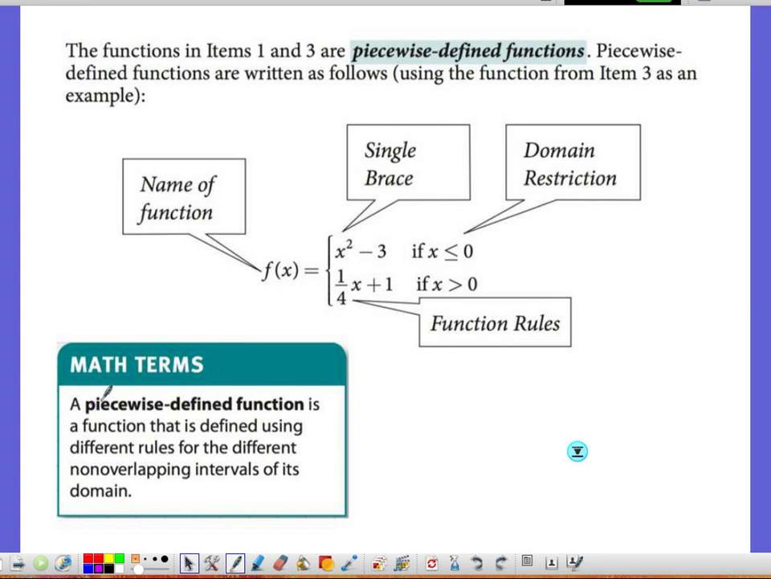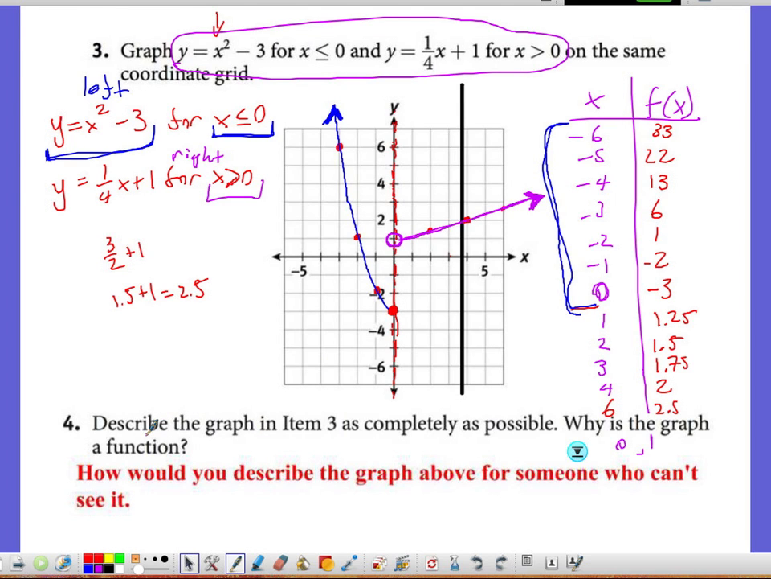So let's read this box. A piecewise defined function is a function that is defined using different rules for the different non-overlapping intervals of its domain. So there's the key word right here, non-overlapping intervals. Can you see how this function, as soon as it hits the wall, doesn't go over to this side, or else it would overlap and it wouldn't be a function.